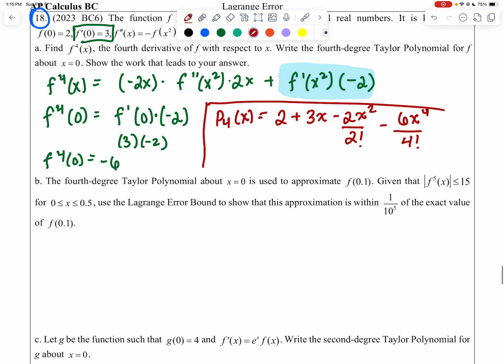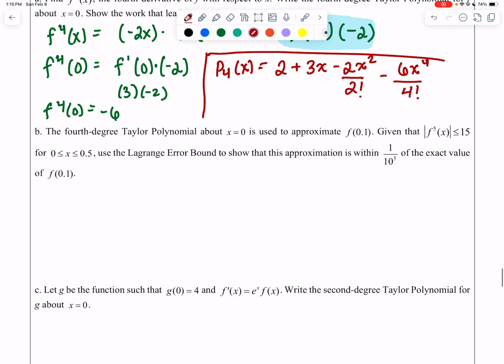Okay, so for part B, we want to approximate f of 0.1. We use the Taylor polynomial to approximate f of 0.1. And we're given that the fifth derivative is less than or equal to 15. So that's going to be my maximum value there for 0 to 0.5. We want to use Lagrange error bound to show that this approximation is within 1 over 10 to the fifth of the exact value of f of 0.1. So basically we have my error, which is going to be this right here.